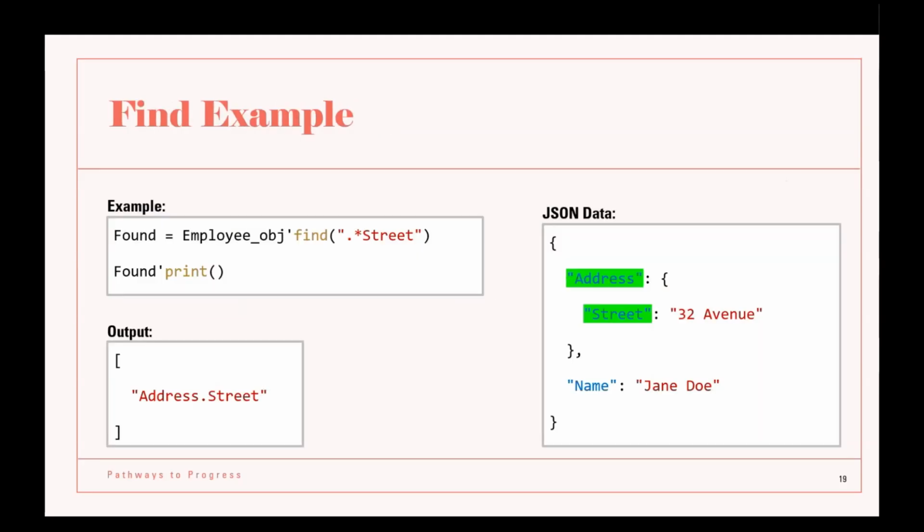An example of using the find function would look something like this. In this case, we use a regex that will find any tags that start with any character, followed by the word street. In this case, it will find the tag address.street in our JSON object, and we'll add it to our return list here in the output.